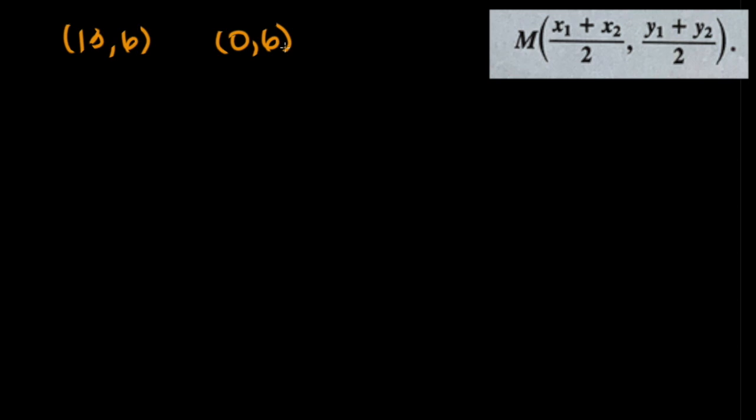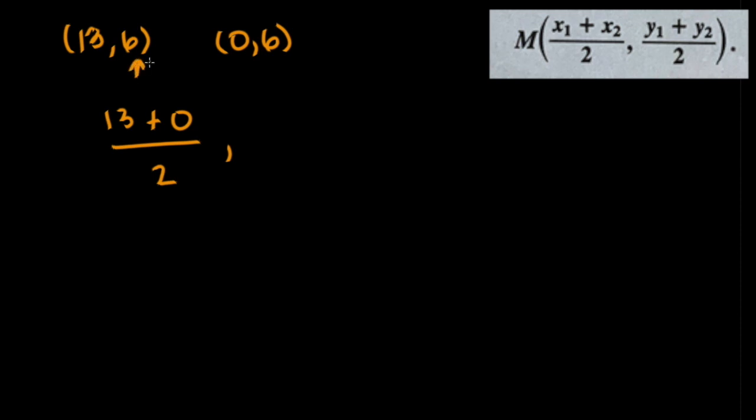Let's go ahead and find the midpoint of these 2 points. So first, we need to substitute the numbers that are given to us into our formula. So we're first going to take our 2 x-coordinates and add them together and divide by 2. Our 2 x-coordinates are 13 and 0. 13 plus 0 divided by 2 is going to equal the x-coordinate of the midpoint.